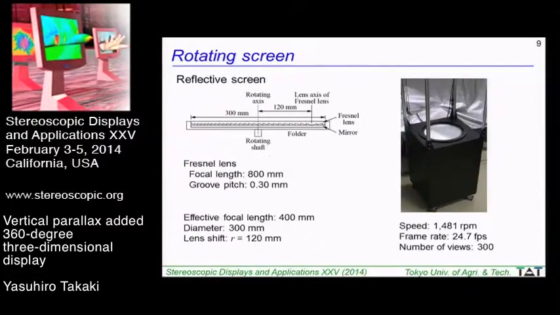This is the rotating screen. The reflective lens was used. It was composed of an off-axis Fresnel lens and an aluminum-coated mirror. The focal length of the Fresnel lens was 800 millimeters. Because rays pass through the Fresnel lens twice, the effective focal length was 400 millimeters. The screen diameter was 300 millimeters, and the lens shift amount was 120 millimeters. The speed of rotation was 1,481 RPM. The frame rate was 24.7 FPS. The number of views was 300 for each color.